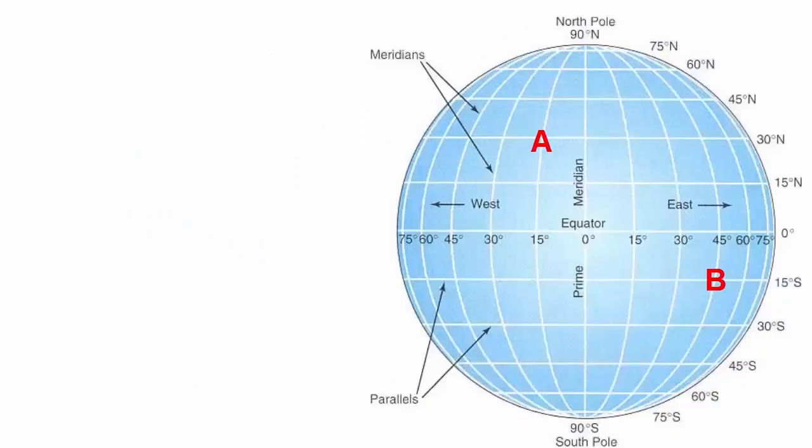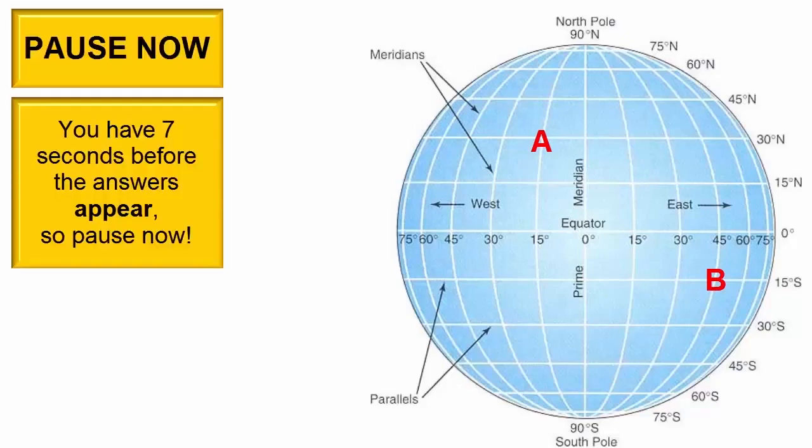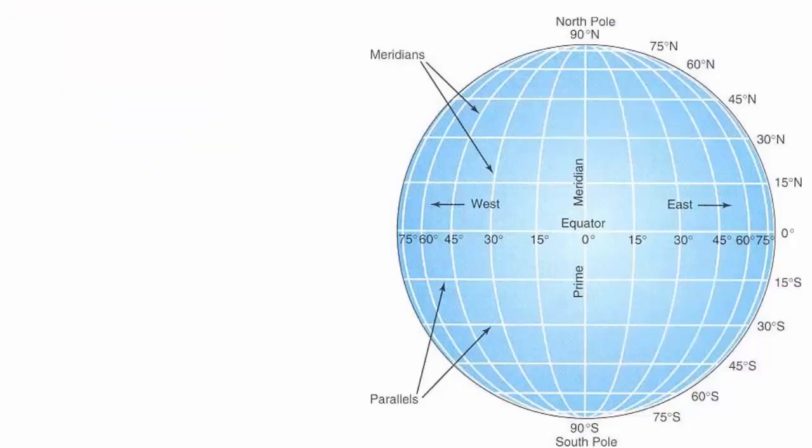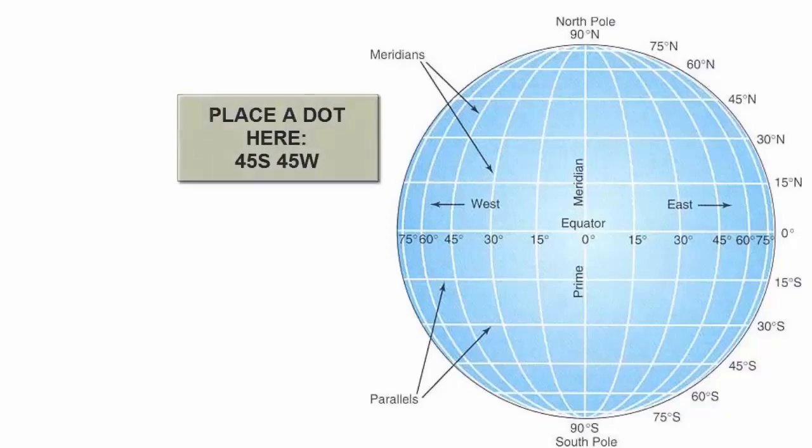Now, pause the video and test your understanding by accurately locating points A and B as shown in this image. Now, try to accurately locate or place a dot on the spot that is located 45 degrees south of the equator and 45 degrees west of the prime meridian.